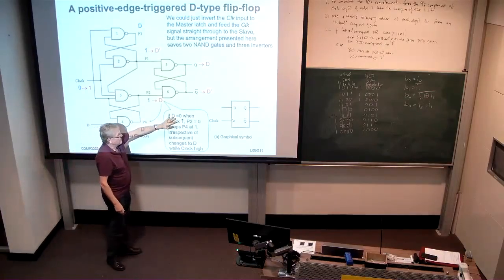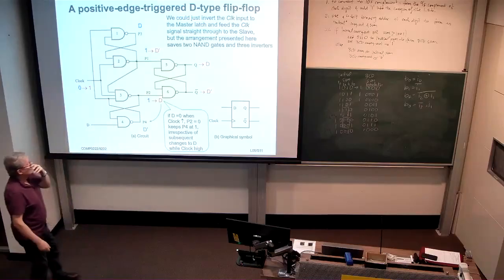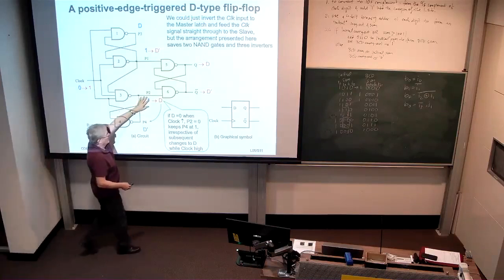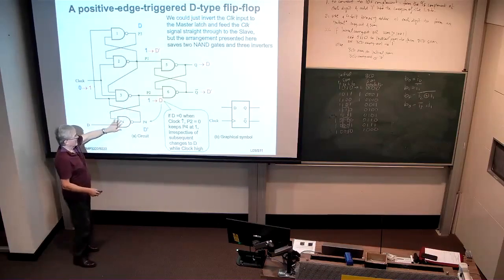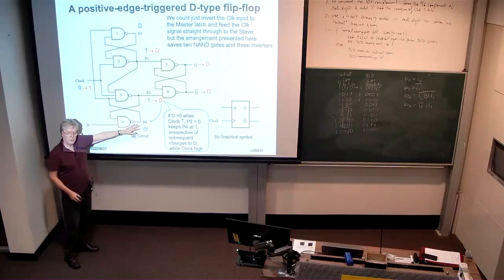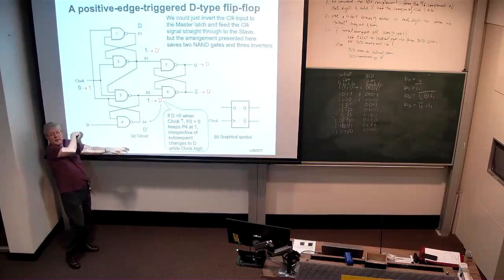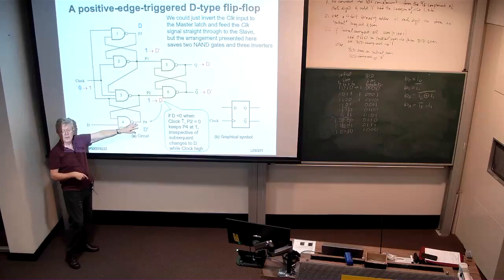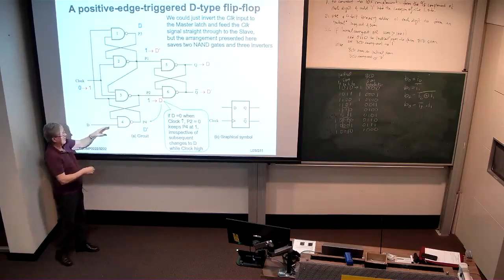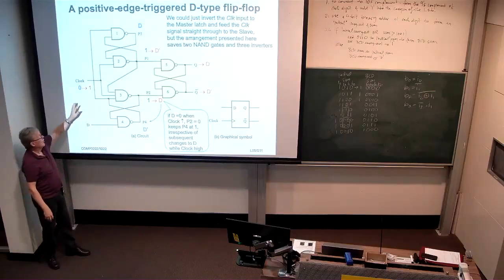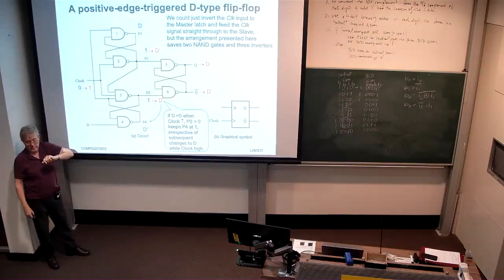Now, if D is 0, when the clock goes high, P2 is going to go to 0. And as a consequence of P2 going to 0, this NAND gate here is going to be forced to output a 1. Irrespective of what D does, this is going to stay at 1. So we're isolating the flip-flop from any further changes in D once the clock goes to 1. Is that clear?